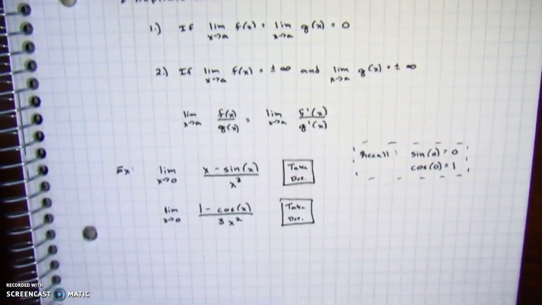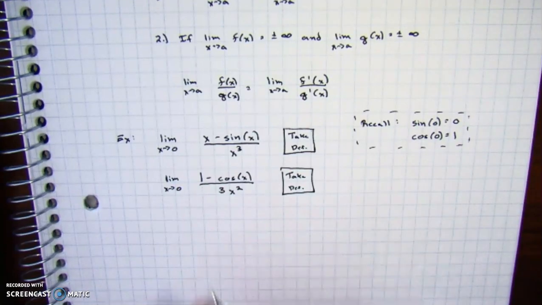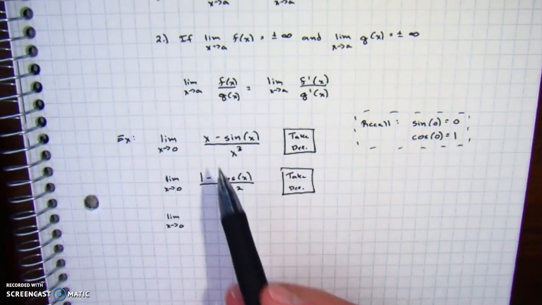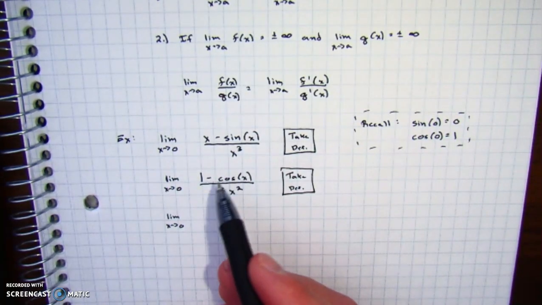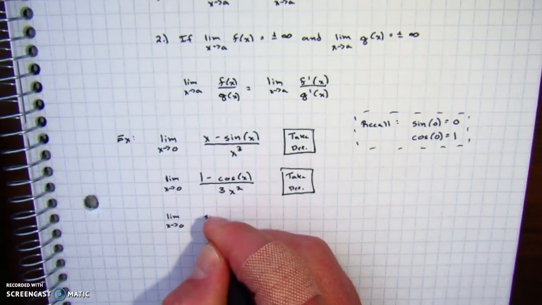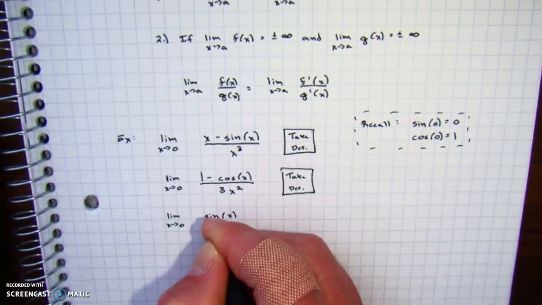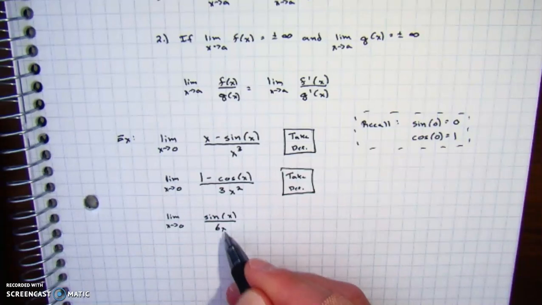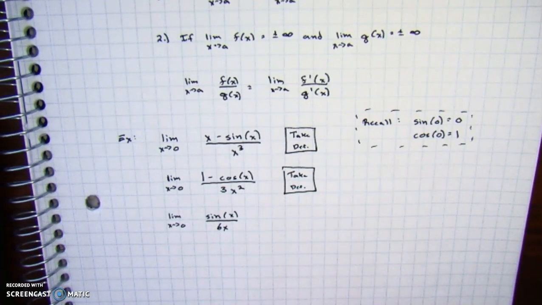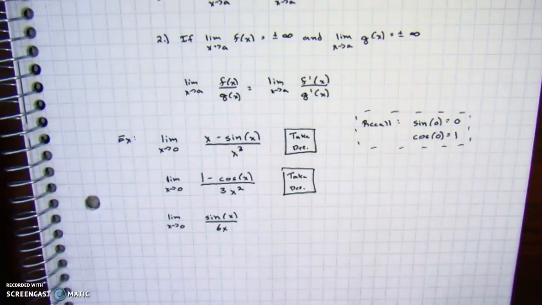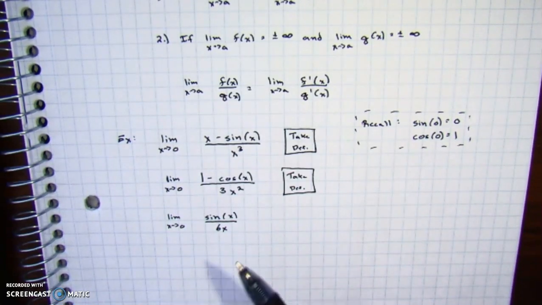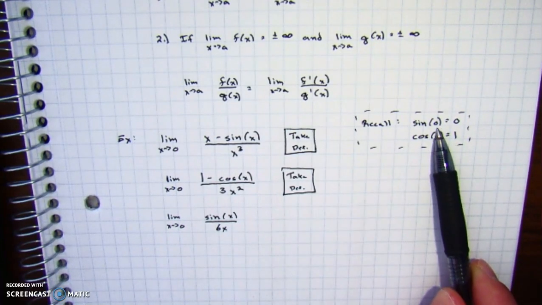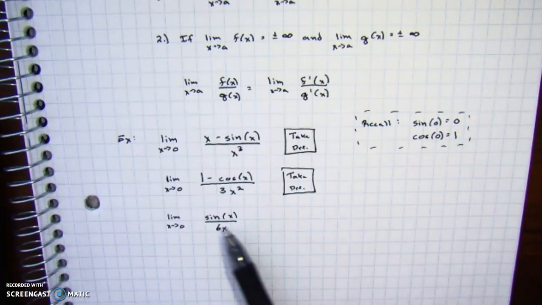Let me scroll this down just a little bit. All right, so limit as x approaches 0. The derivative of 1 is 0. The derivative of negative cosine is positive sine. And then the derivative of 3x squared is just going to give me 6x. Well, shucks. It's still the same problem. I've got sine of x up here, sine of 0 is going to be 0. So I've got 0 over 0.